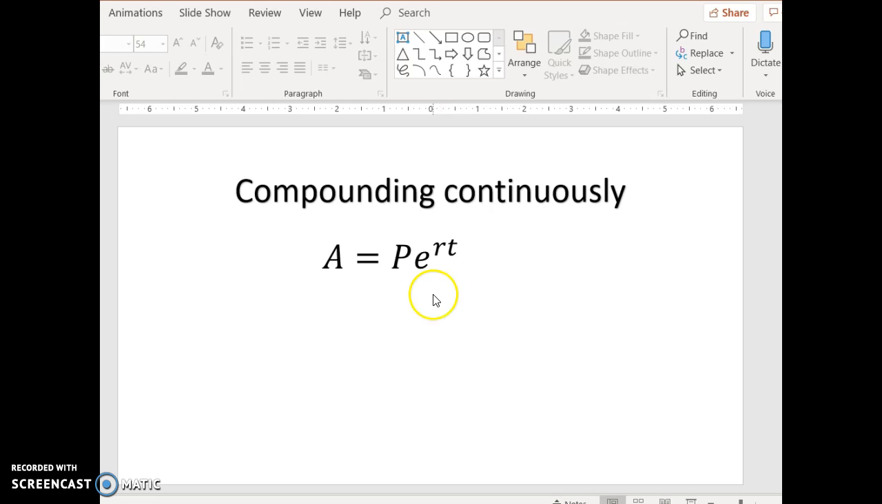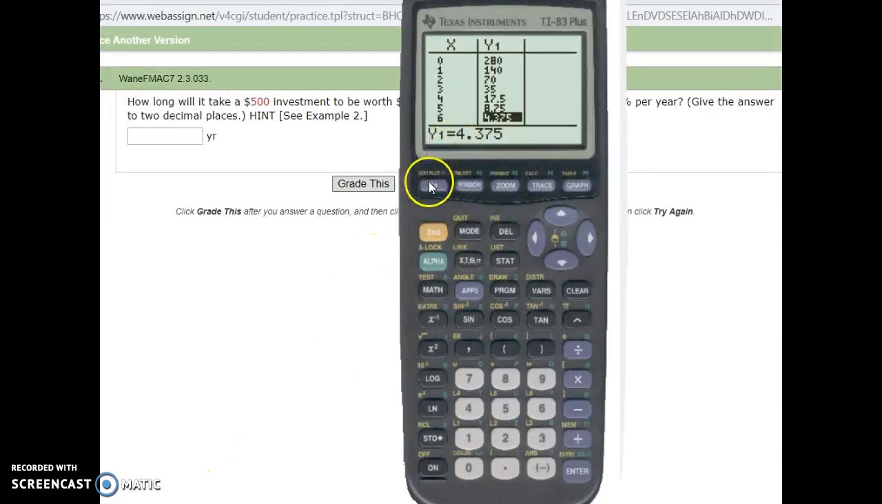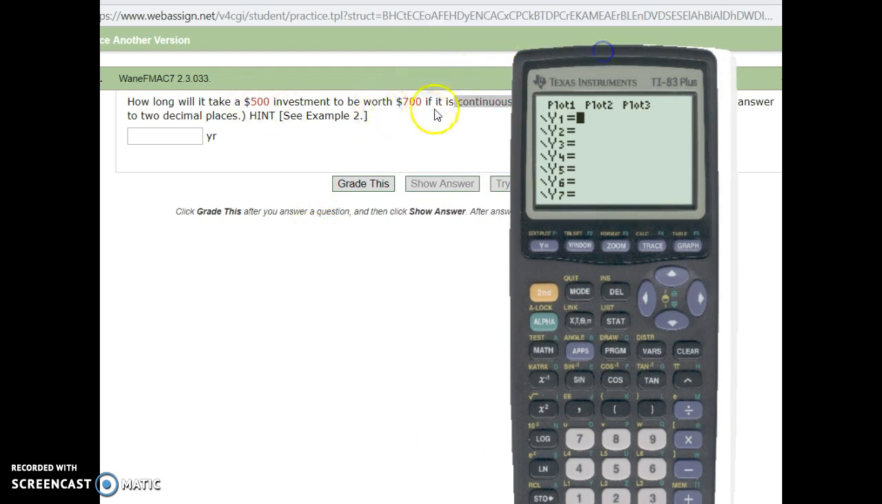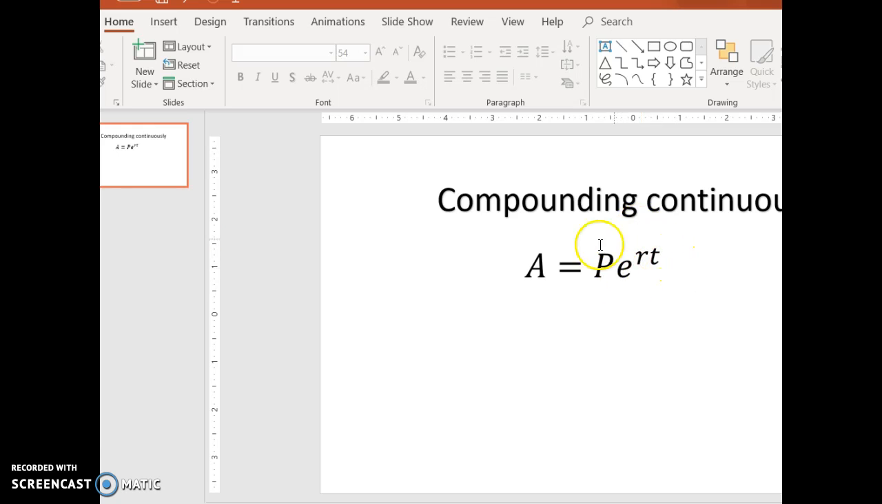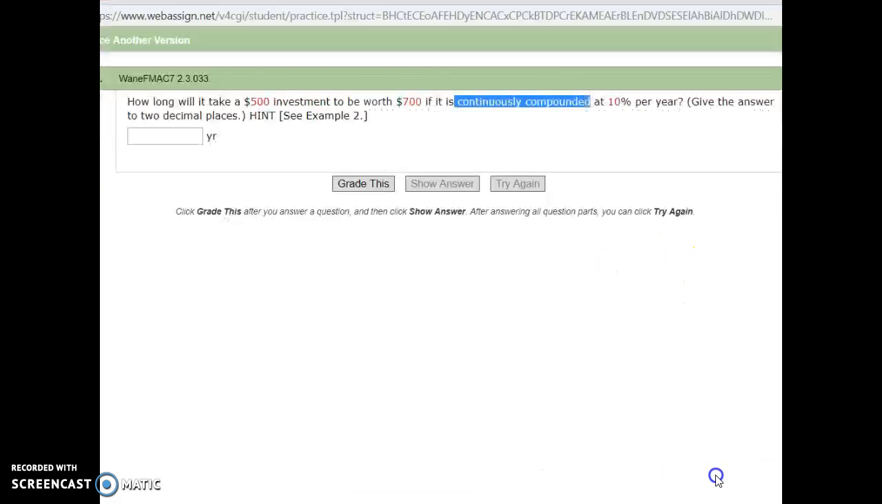Now, the easy way to do this on the calculator is to have two equations and see where they intersect. So let me go ahead and put two equations in here. The first one needs to be 700 because that's what it needs to equal. The second one is going to be the PERT equation. This one right here, P-E-R-T. I love that.